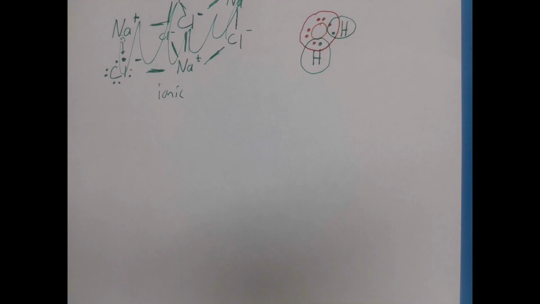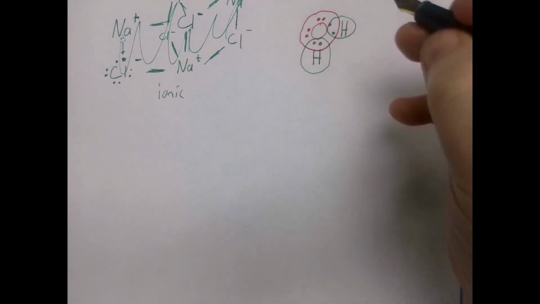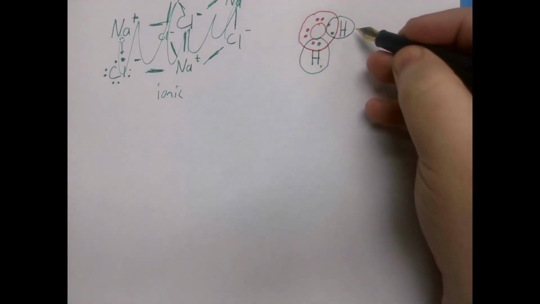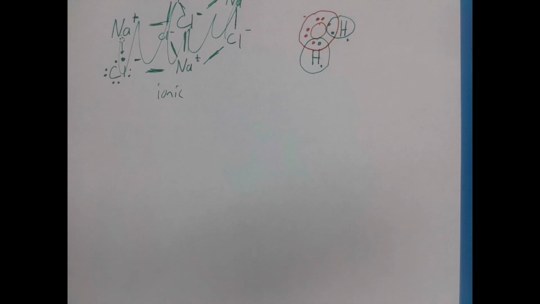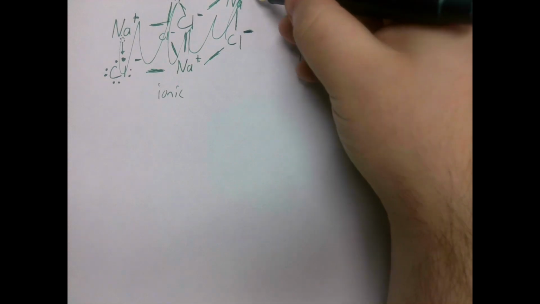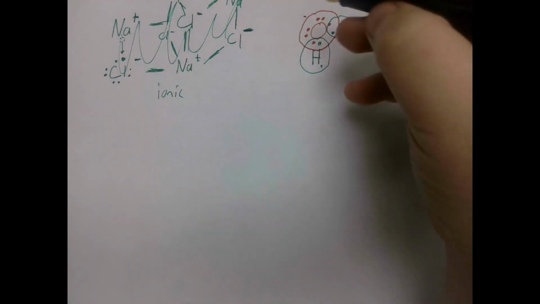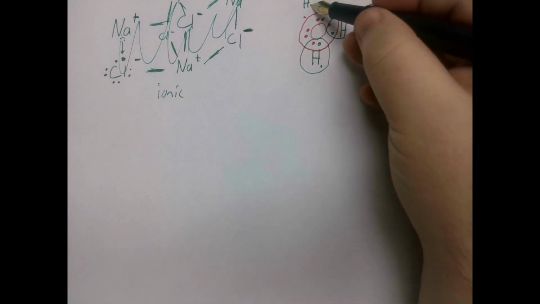Now let's put another. Which one's more positive? Which one's more negative? The O is more negative. This one is ever so slightly positive, and this one is ever so slightly positive, while this one is ever so slightly negative. In an ionic one, this becomes strongly negative and this becomes strongly positive. So when another water molecule comes over here, this is only ever slightly positive.